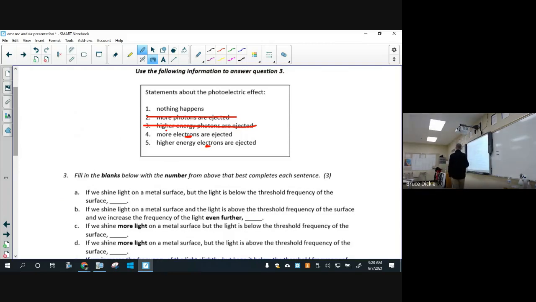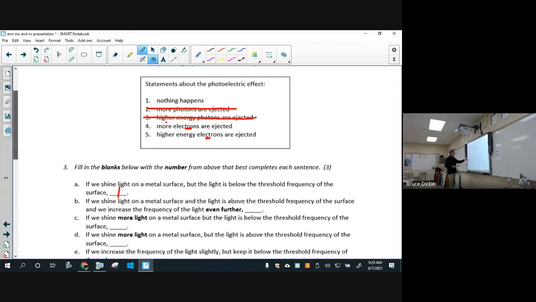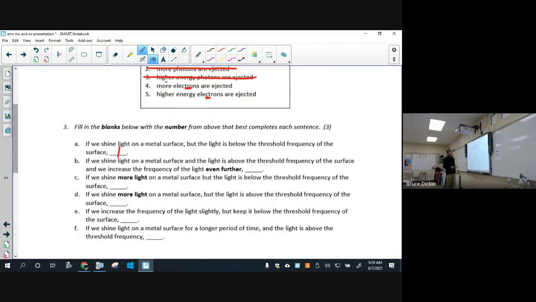All right, question number 1. It says if we shine light on a metal, but the light is below the threshold frequency, well, of course, nothing happens. If we shine light on a metal and the light is above the threshold frequency, but we make the frequency even higher, now we're increasing the energy of the photon, right? Higher energy of photon, higher energy of the electron. The answer is going to be 5 for this one. Be careful because, like I say, a number of people actually put 3 for this one. Higher energy photons were ejected. But I don't think it was because people didn't know the difference. I think it's because they didn't read carefully.